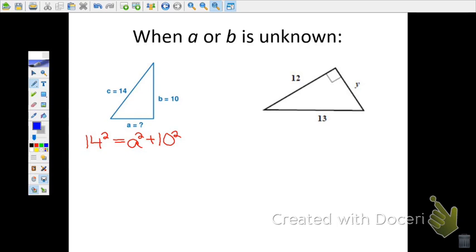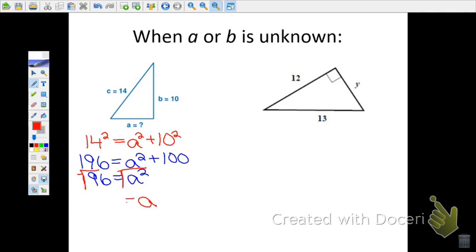14 squared is 196 equals A squared plus 10 squared, which is 100. So this time I need to subtract 100 from both sides. So 96 equals A squared. But again, I don't want A squared, so I take the square root of both sides.